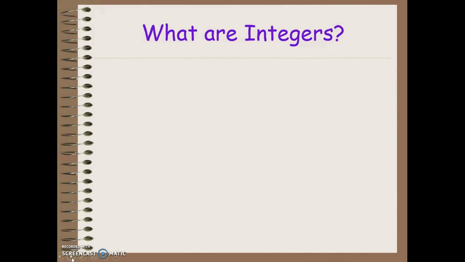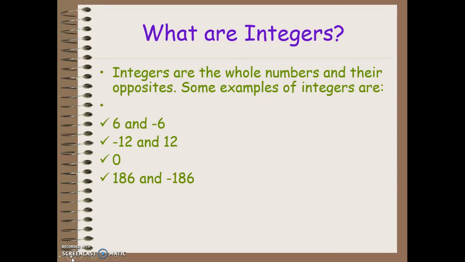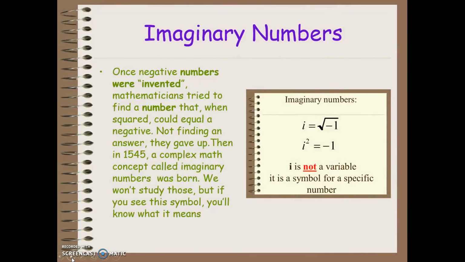What are integers? Integers are the whole numbers and their opposites. Some examples of integers are 6 and -6, -12 and 12, 0, 186 and -186.